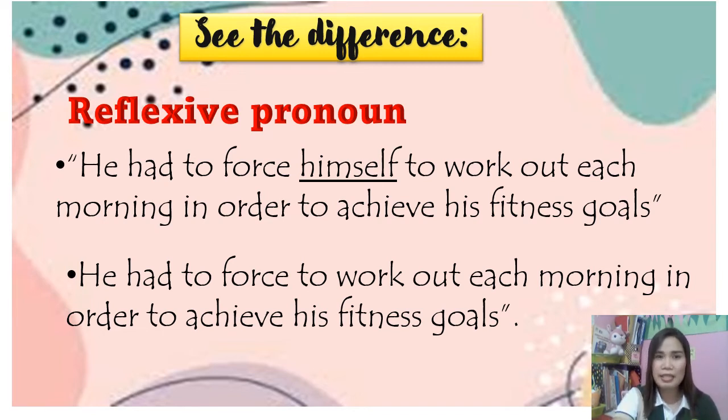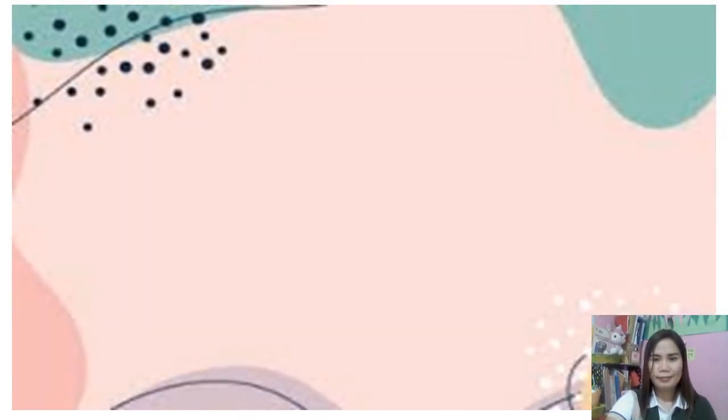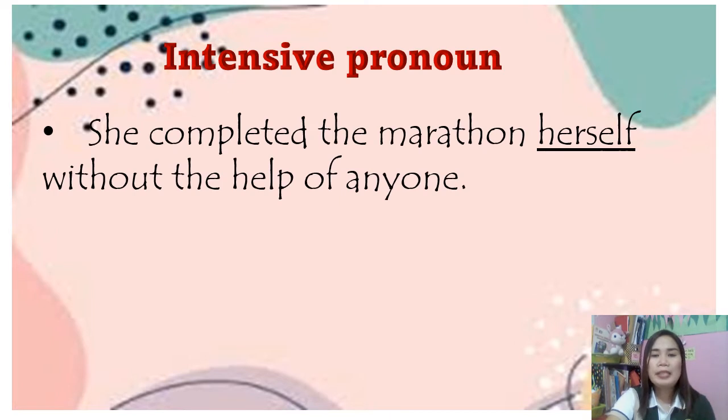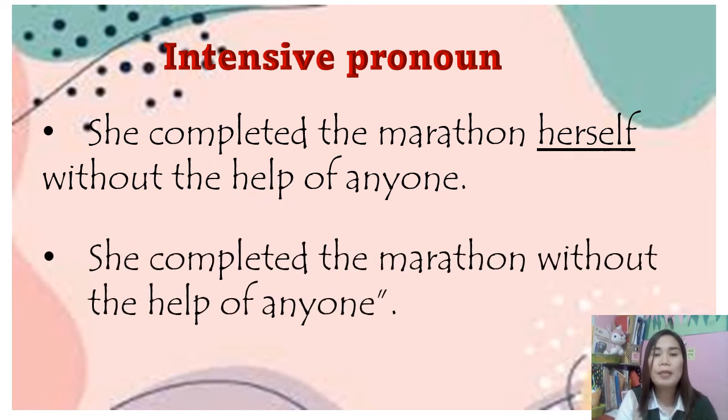So let's see the intensive pronoun. Okay, so let's have intensive pronouns. So first, she completed the marathon herself without the help of anyone. So herself here is intensive pronoun because it intensifies our subject, she. Okay, so let's have example number 2. Let's omit herself in the sentence. She completed the marathon without the help of anyone.